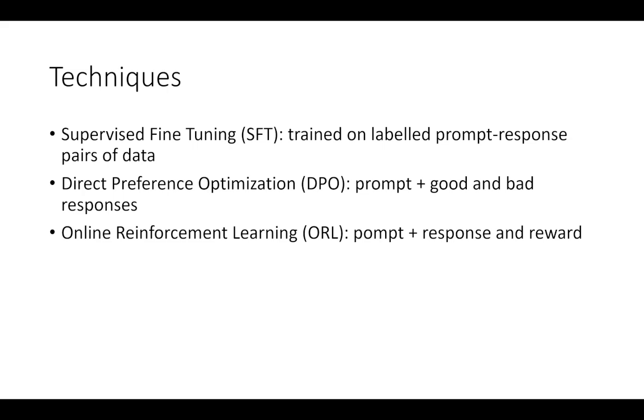Now, there are three different techniques to do that. The first one is supervised fine tuning, which is trained on labeled prompt-response pairs of data, in short called SFT. There is direct preference optimization, in short called DPO. Here we have the prompt plus good and bad responses, to favor the LLM to generate responses which are good and prevent responses that are bad. Okay, so it does both.